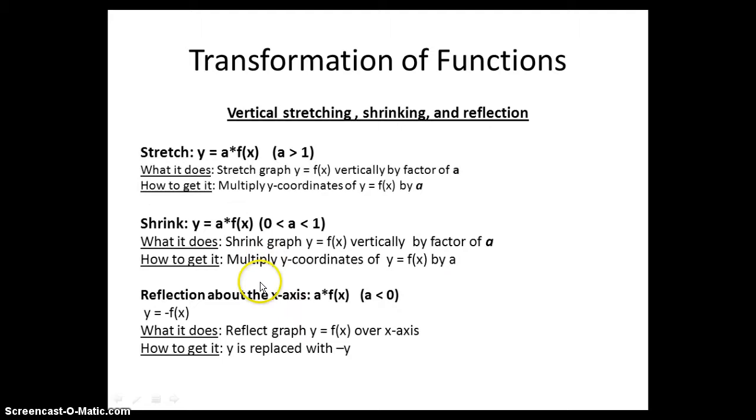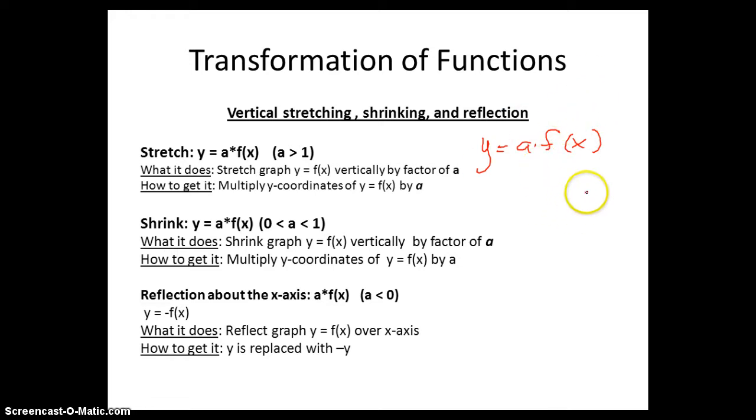All right, so now let's talk about some vertical stretching, shrinking, and reflection. So our shrinking, stretching, and reflection comes from the form y equals a times f of x. So we have y equals a times f of x. And that will give you a vertical stretch or a shrink.